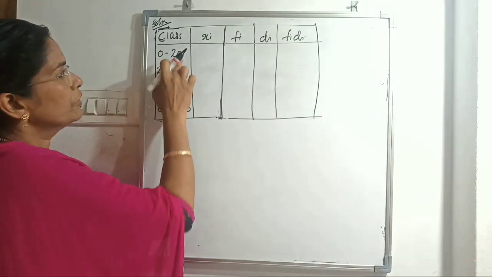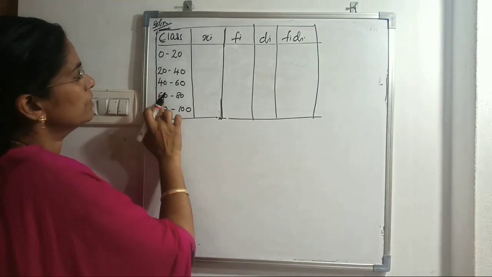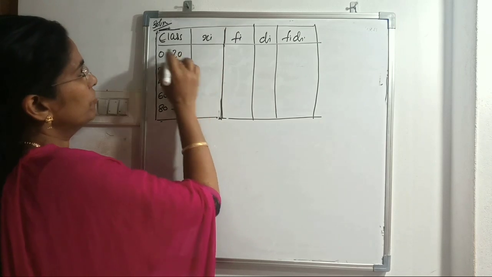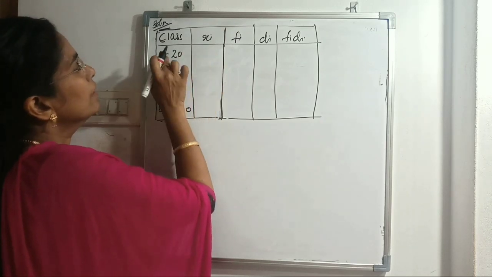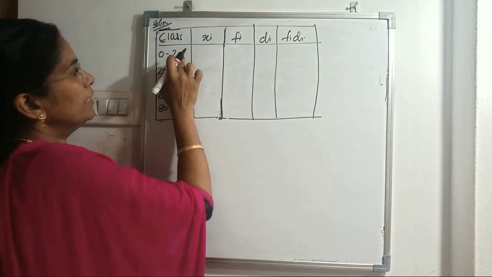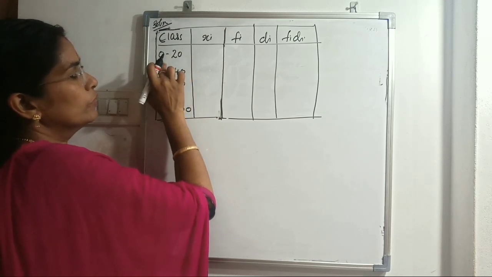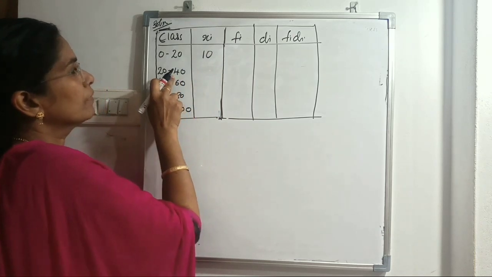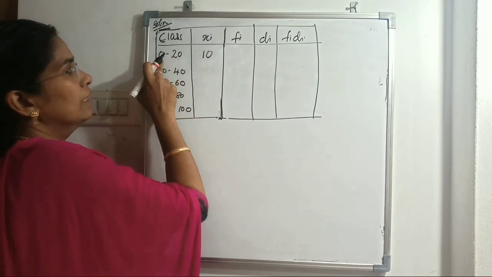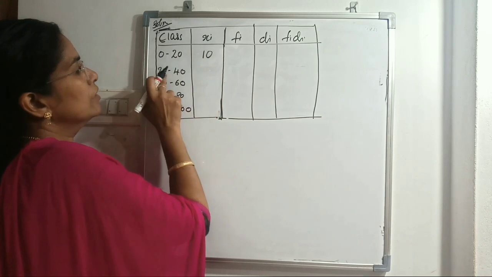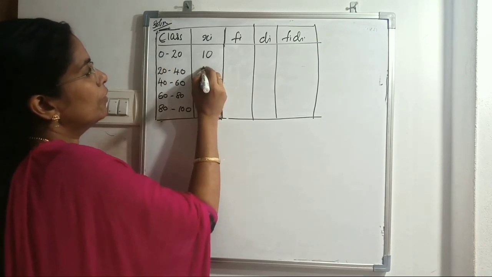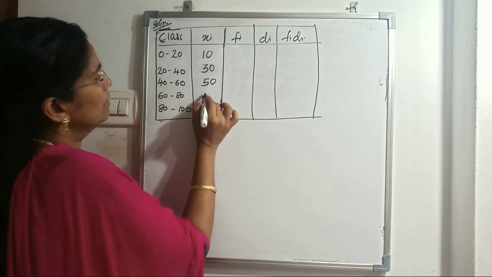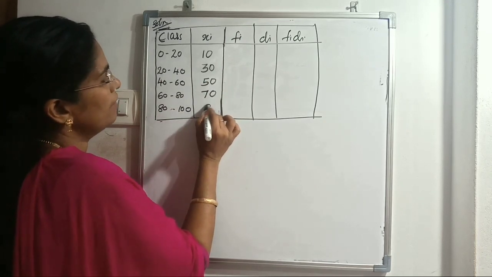Classes 0 to 20, 20 to 40, 40 to 60, 60 to 80 and 80 to 100. Xi we can find first. What is xi? It is the class mark. 0 and 20 we are adding, dividing by 2. That is 10. So what will be the next one? First find the class width, that you have to add with this one. So class width is 20. 20 you have to add, then it becomes 30, 50, 70 and 90.